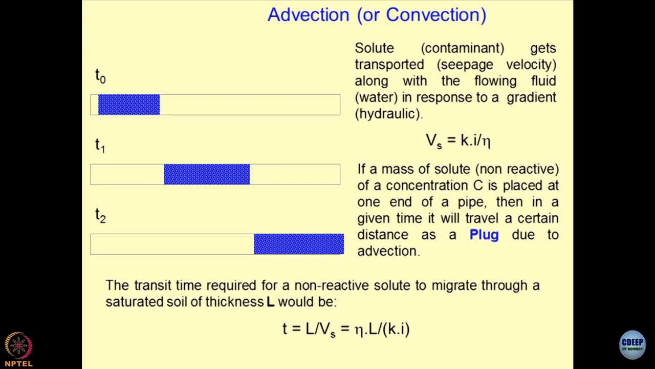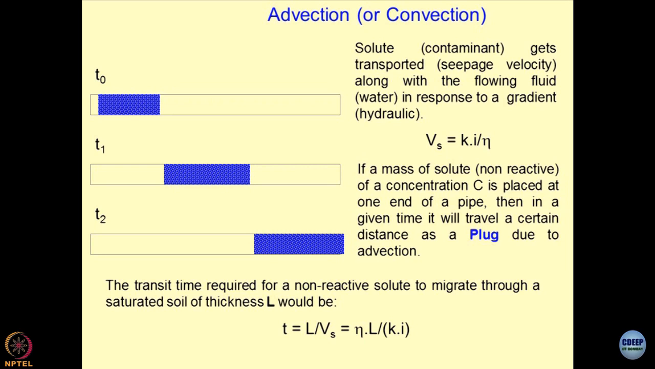Vs is known, L is the distance traveled by the contaminant, and I can get the relationship as time equals porosity times L upon K times i. I am sure you must have utilized this equation in your undergraduate when we were talking about, let us say, open channel flow. If I ask you to find out the velocity of the water, how would you do it? You will add some conservative contaminant at a given point, and you will measure the concentration at another point. You know the time, you know the distance, you can find out the velocity of the flowing water.